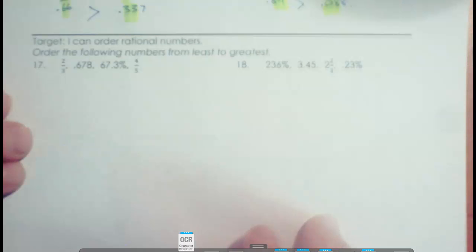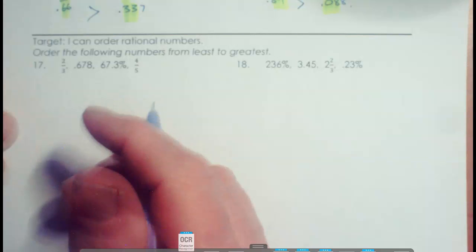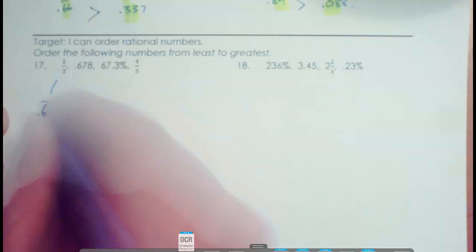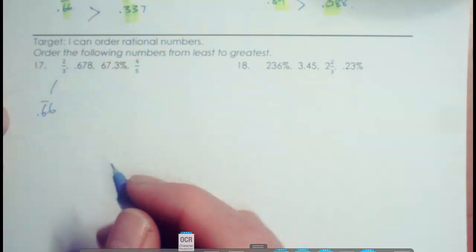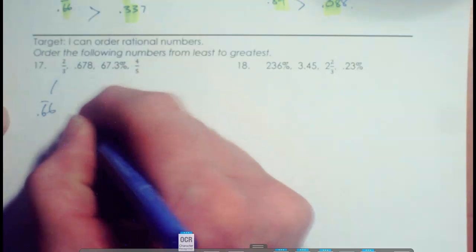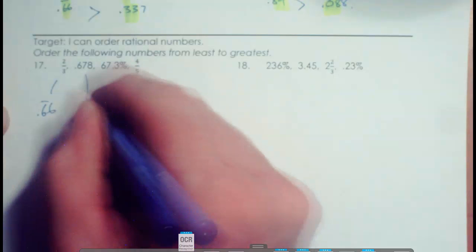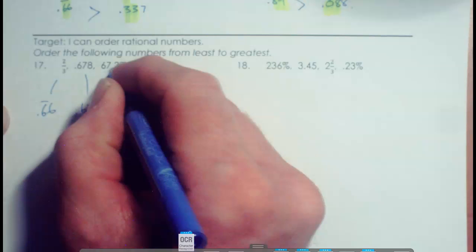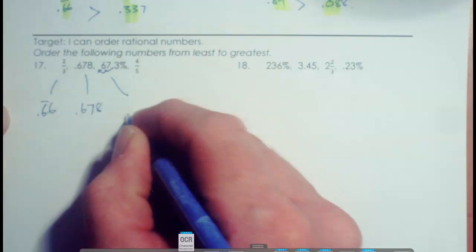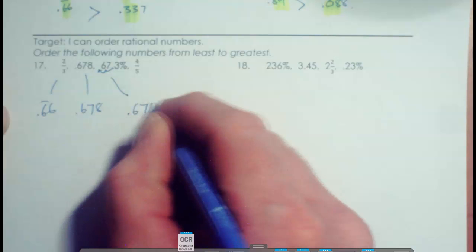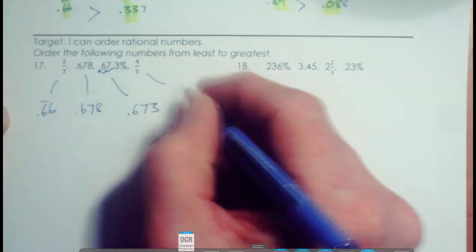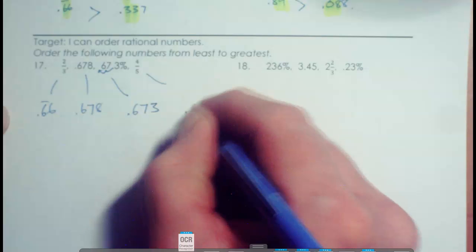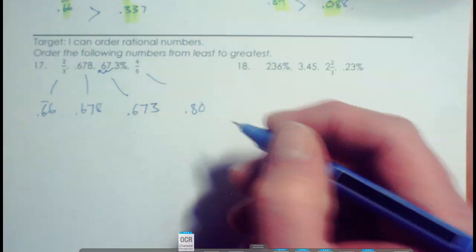All right, I can order rational numbers. Order the following rational numbers from least to greatest. All right, first thing you want to do is put all these guys into decimals. So let's do that. Make this guy 0.6 repeating. Let's call it 66.66. So again, we can think about money. This guy's already a decimal, 0.678. This guy here is a percent. We'll move it 2 places to make it into a decimal, 0.673. And 4 divided by 5 is 0.8.